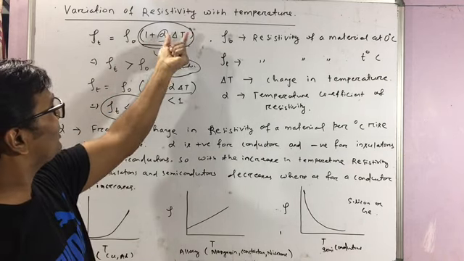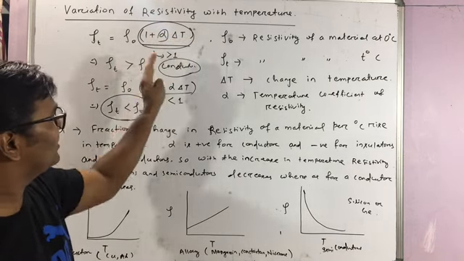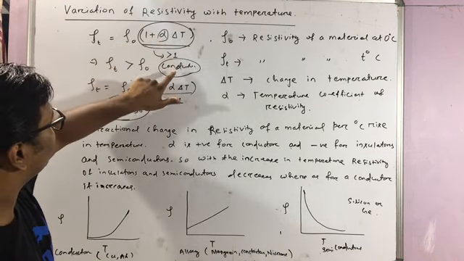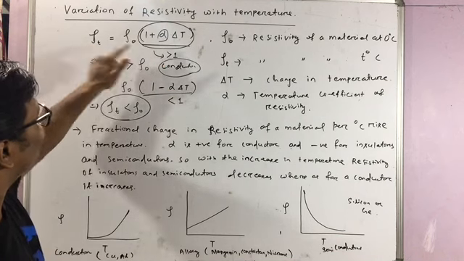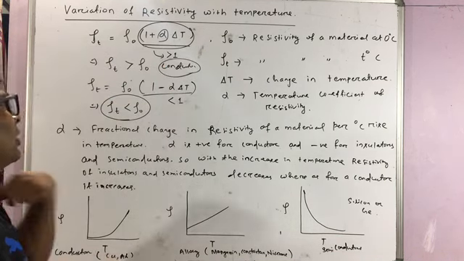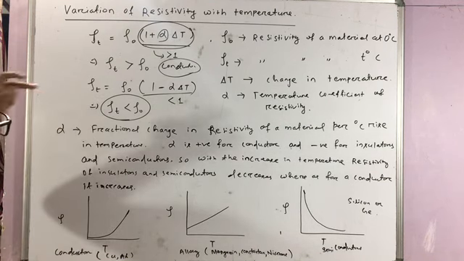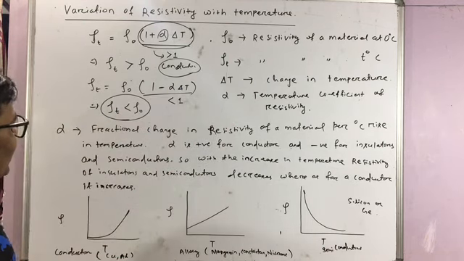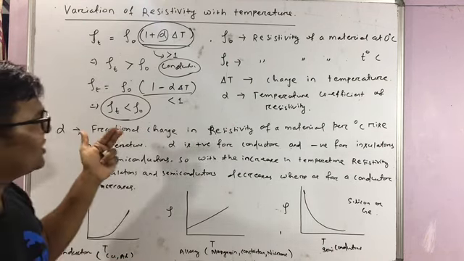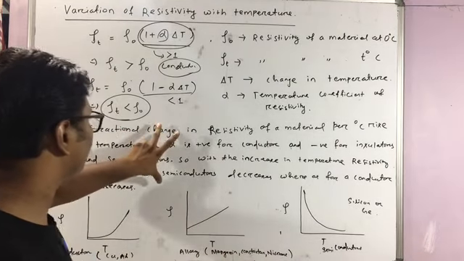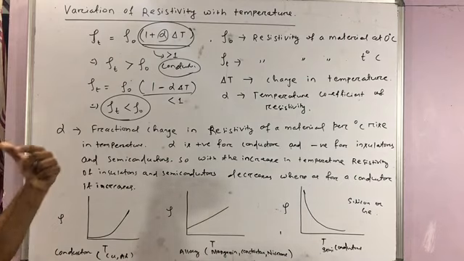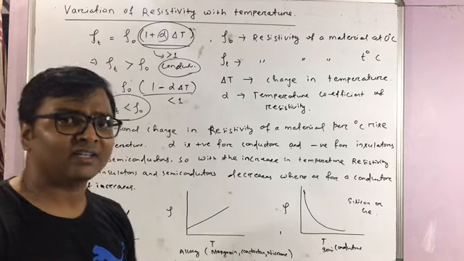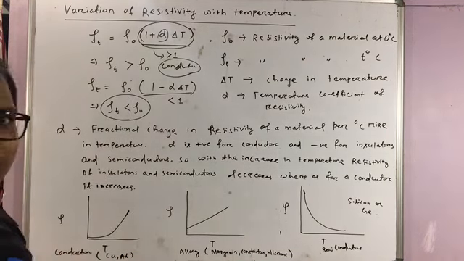So the concept here is: if the temperature increases, alpha is positive for a conductor, so resistivity increases with the increase in temperature for conductors. But for semiconductors and insulators, as alpha is negative, the resistivity decreases with the increase in temperature. That is the most important point here. Questions will be asked why the resistivity of a material like a semiconductor decreases, and you have to explain this in terms of alpha.